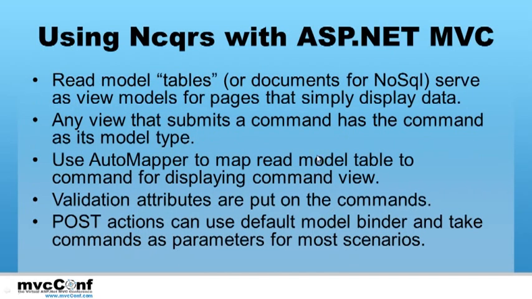We've already looked at an ASP.NET MVC application that uses NCQRS, and in order to use NCQRS with ASP.NET MVC, what you would have is you'd have read models that have tables or documents if you're using NoSQL to serve as view models for pages that simply display data. In a typical ASP.NET MVC application, what you do is in the controller or the application service or somewhere, you fetch data from the database, and then you do projections on it, joins on it.